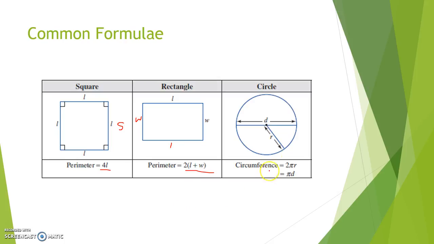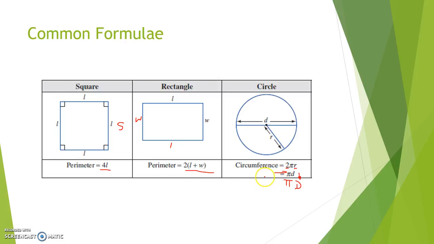Now there are 2 versions for a circle, depending on whether you have a diameter or radius. The formulas are pi times diameter, we often write it with a big D, but it's not that big a deal, or 2 pi times radius, because 2 times the radius gives the diameter. Now, this is probably the most common one that we tend to use.